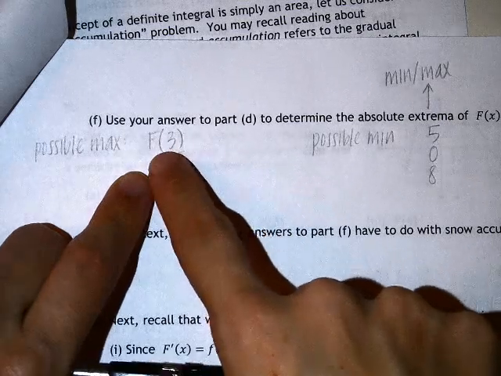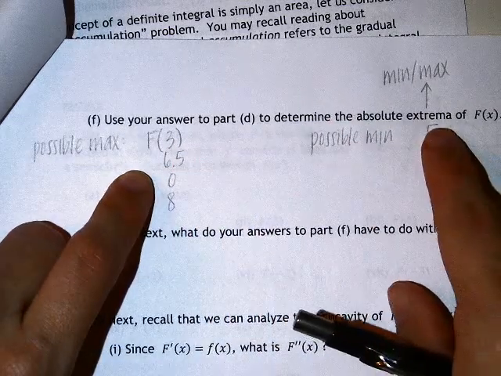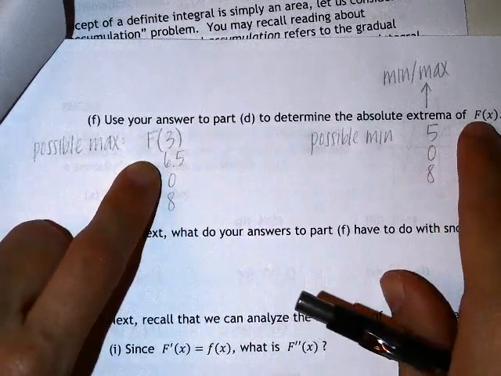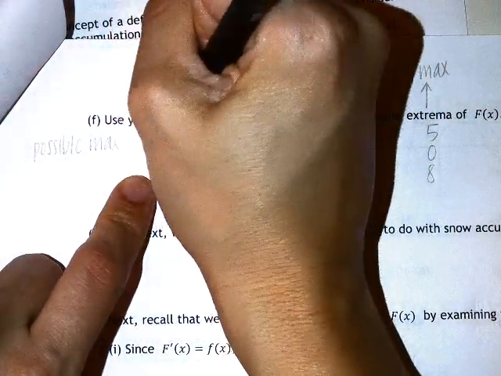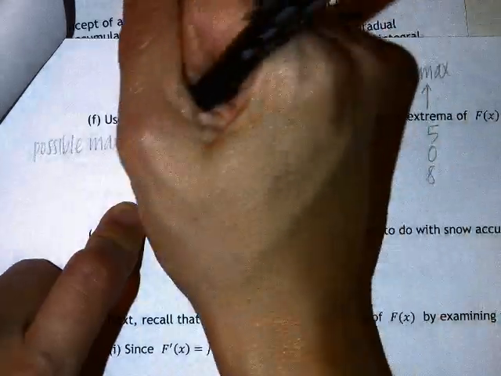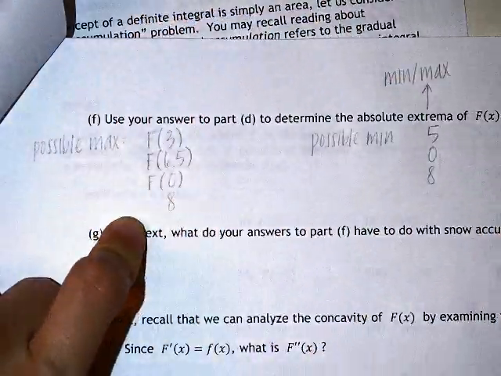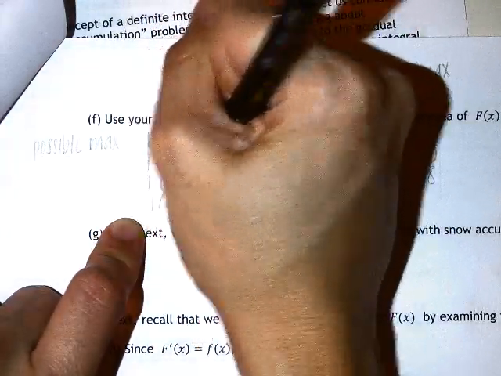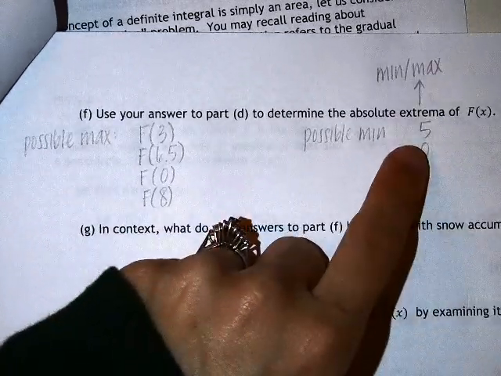So I need to find big F of 3 to see if it's an absolute min or max of the big F function. I have to use big F of 6.5 to see if it's a possible max. Big F of 0 to see if it's a possible max. Big F of 8 to see if it's a possible max. And same thing with possible min.